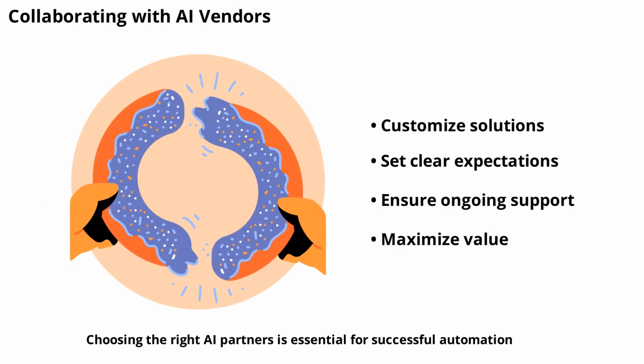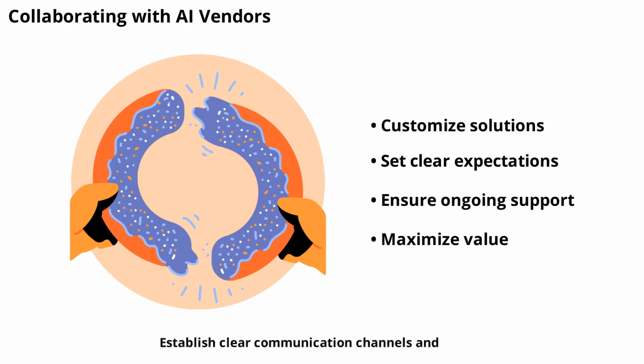Choosing the right AI partners is essential for successful automation. Work closely with vendors to customize solutions for your business needs. Establish clear communication channels and set expectations for support and updates. Strong vendor relationships ensure you get the most value from your AI investments.